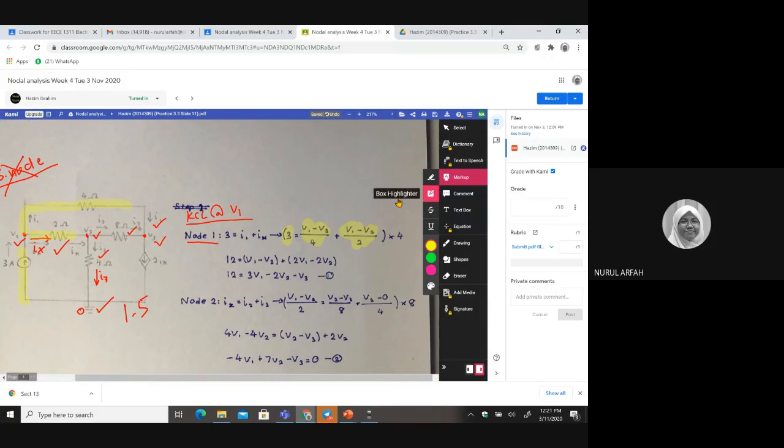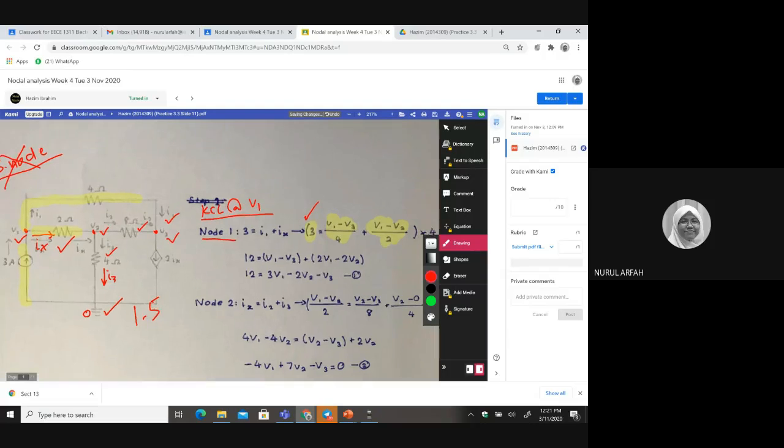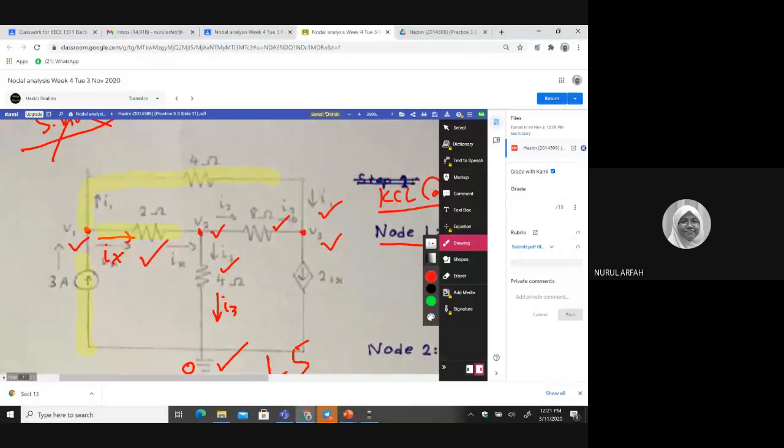Okay, let me change the color to red. Now, entering current should be equal to leaving current. So you have entering the 3, right? Only 1. And then leaving IX and I1. Can you see this? Or is it too small?